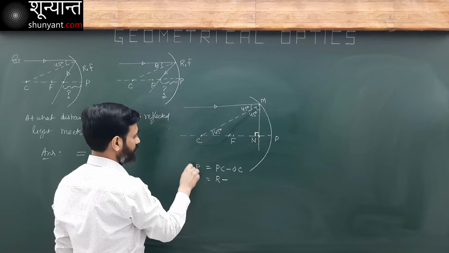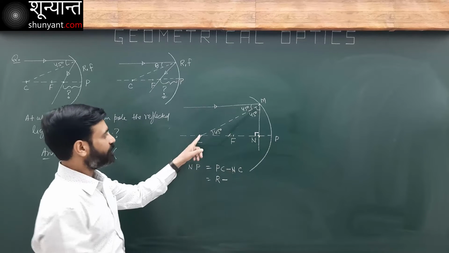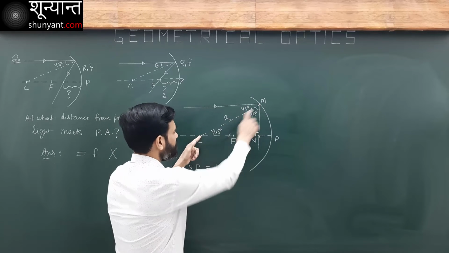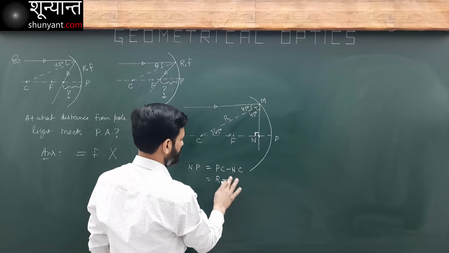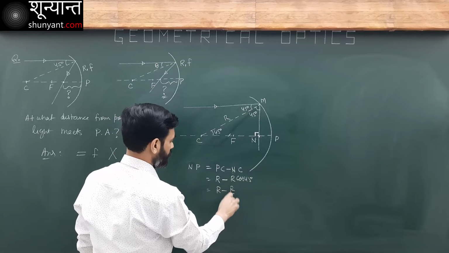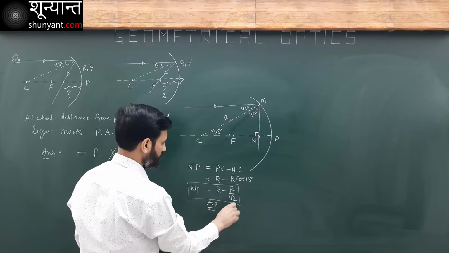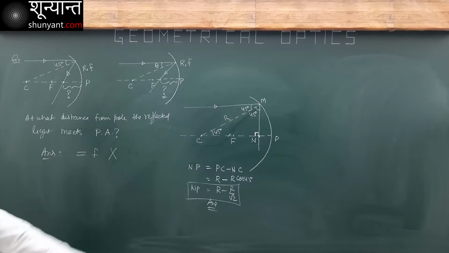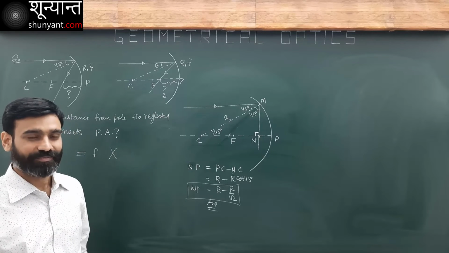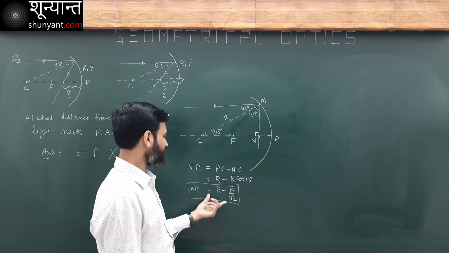So NP is equal to PC minus NC. What will be NC? This whole thing is R. This also is the radius. So R cos 45. That becomes R minus R over root 2. This is the answer to this question. Of course, it is not equal to F. Clearly, it is not equal to F. There is no chance for that. So this distance NP is equal to this value.